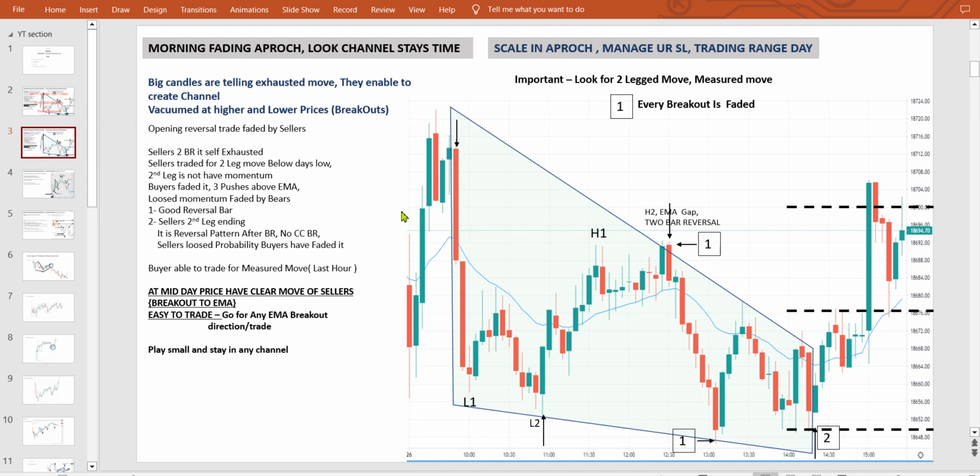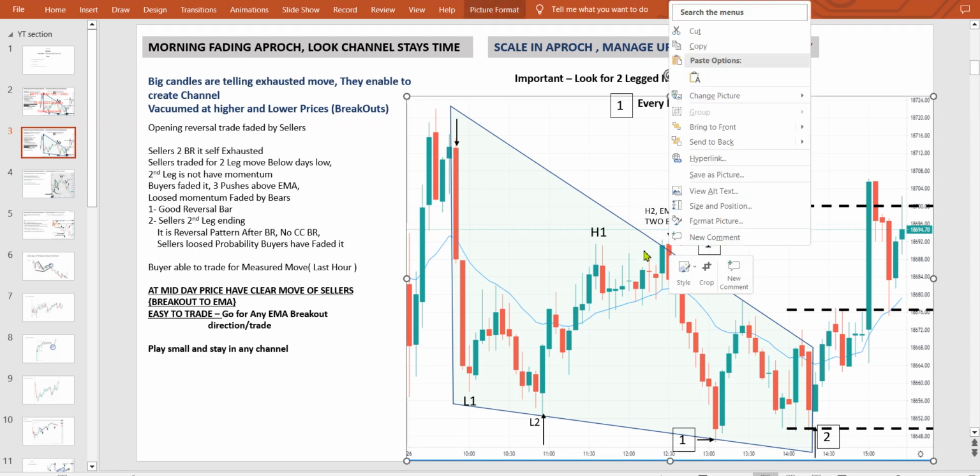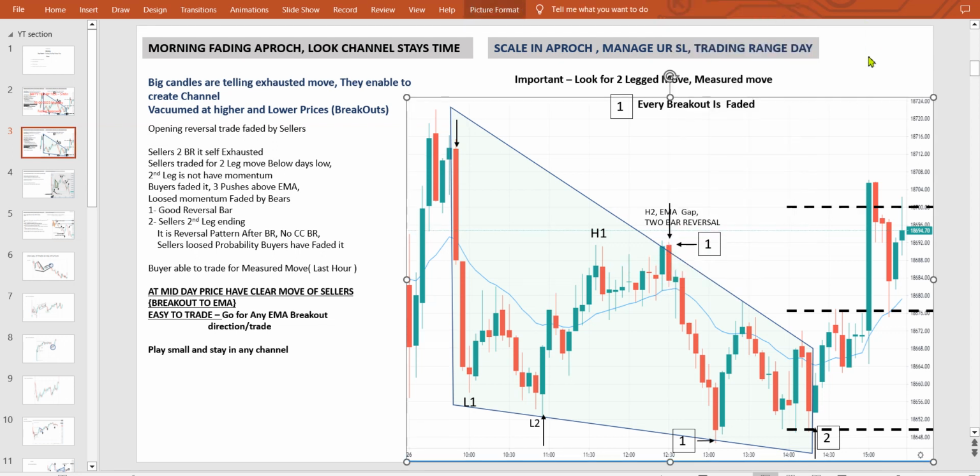Here if you look, these two moves are themselves 712 and 660, so 40 rupee bars, these two pair bars. At the end, there was a breakout to the lows, it pulled back and was faded by buyers. Buyers also have a good approach, at least going for the midpoint above the EMA, and then sellers also faded it. So this is a good swing trade.